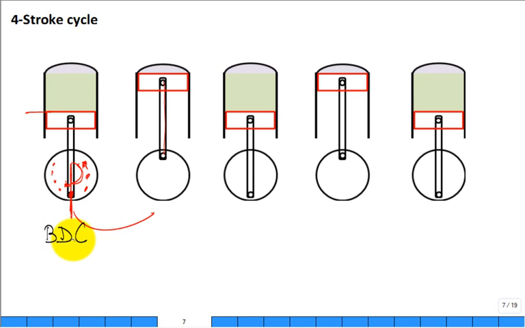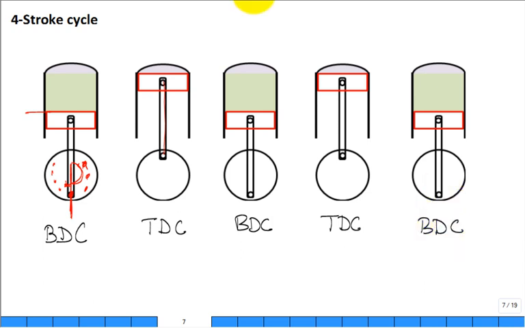Bottom dead center. It actually comes to rest. And then back up again it goes. How about over here? This is called top dead center. Then we're back to bottom dead center. Then we're back to top dead center. Then we're back to bottom dead center.